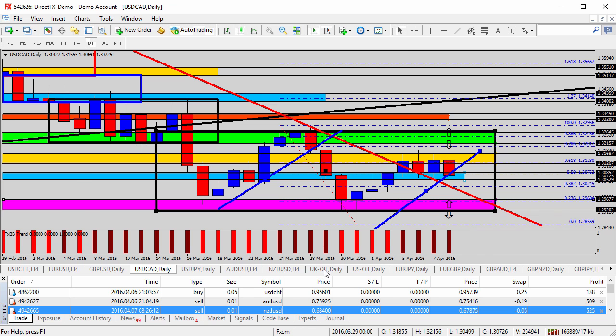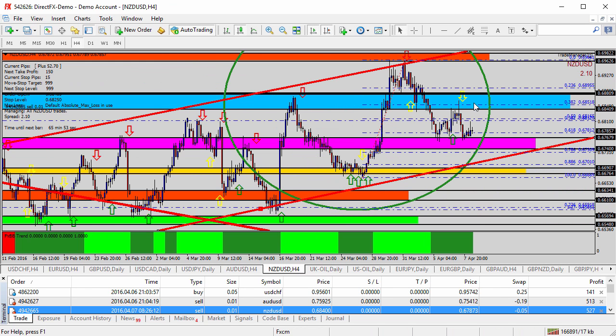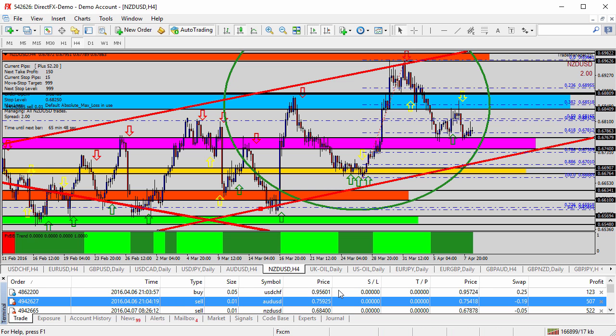Moving on over to the NZD USD, of course, we've been selling from the blue shaded area. You can see the trade going down here. We've closed a majority of that trade already, but sitting with about 50 pips of profit right now. Definitely would possibly look for selling on rallies into the blue shaded area once again.